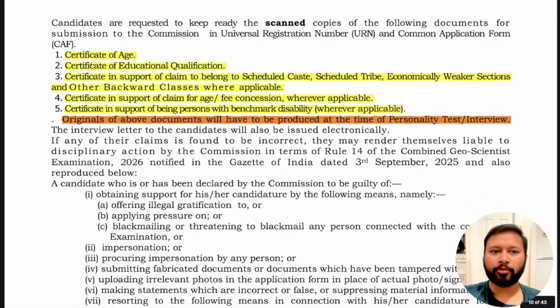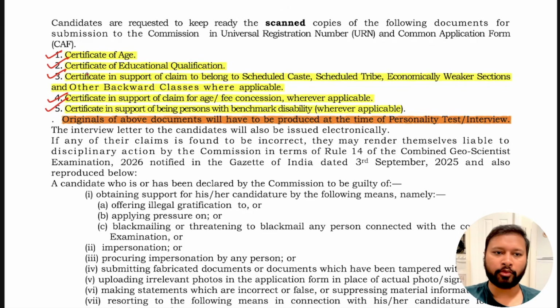Okay, what are the documents needed? You need a certificate of age, that is your 10th certificate, a certificate of educational qualification, then a certificate in support of the claim of belonging to SC/ST or economically weaker section, and so on, a certificate in support of the claim of age, and a certificate in support of it if you belong to the disabled category.